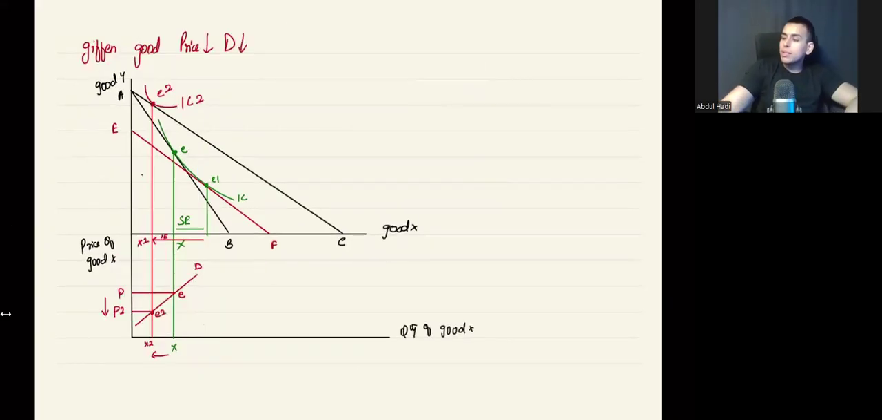All right. Now in this case, your income effect and substitution effect are moving in the opposite direction, but your income effect is greater than substitution effect. So this is an indication of Giffen good. Clear?